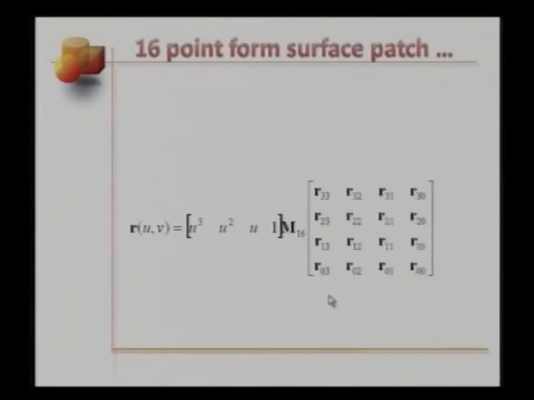So finally, the 16-point form patch looks like R as a function of u and v equals the row matrix u cube, u squared, u, 1, times M16, times the sampling information that we provide to determine the unknown Dijs, times M16 transpose, times the column vector v cube, v squared, v, and 1.